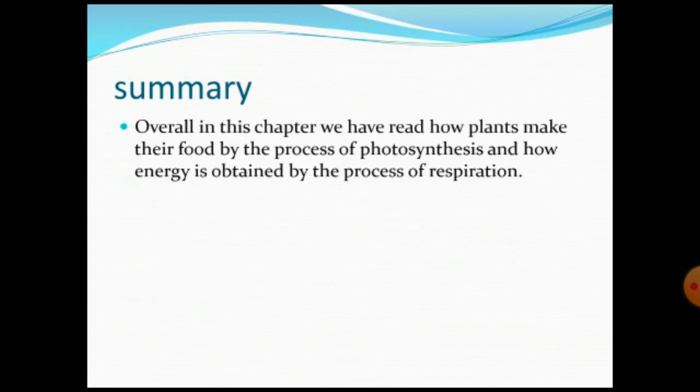So, overall, what we have read in this chapter is how plants make food and how that food is broken down to give plants, animals or other organisms energy, and this energy comes from the process of respiration. And you have read in this chapter how photosynthesis is done and how respiration is carried out. So I hope the chapter is clear to you.